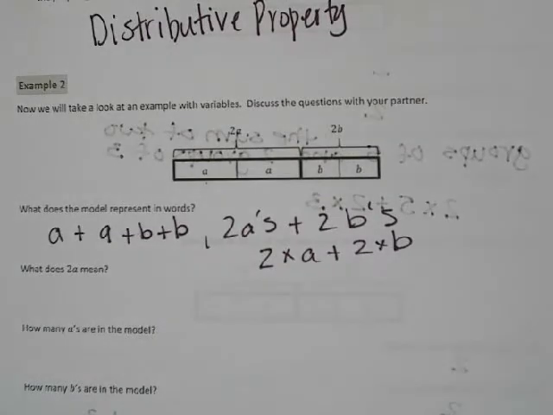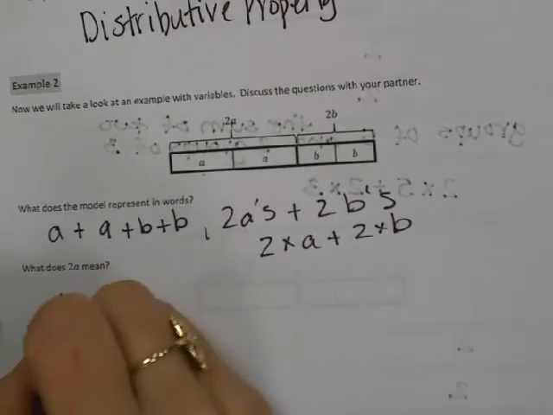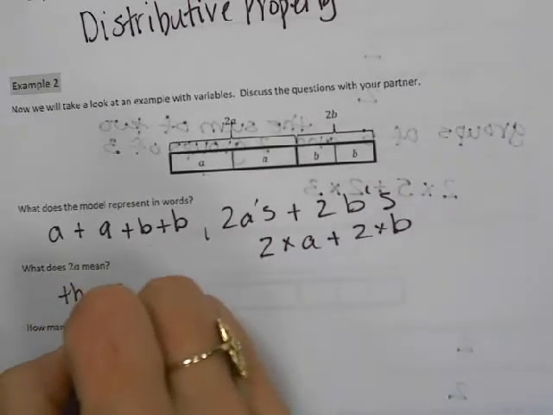And then it asks us, what does 2A mean? Now we're looking at those variables. 2A just means that there are 2 As.